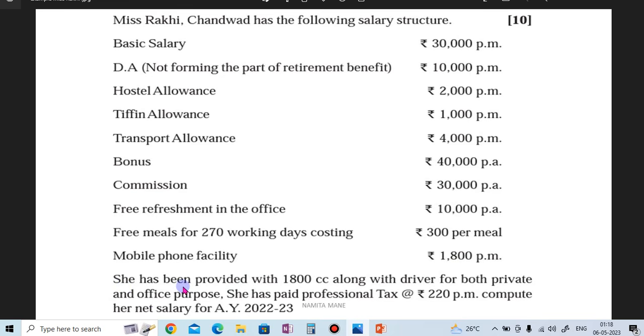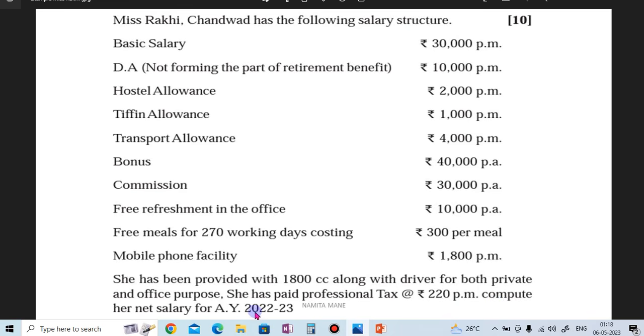She has been provided, that means Miss Raki has been provided with an 1800cc car along with the driver. Now this car has been used for private and business purposes. That means we have to do the valuation of the car. She has paid professional tax of rupees 220 per month.